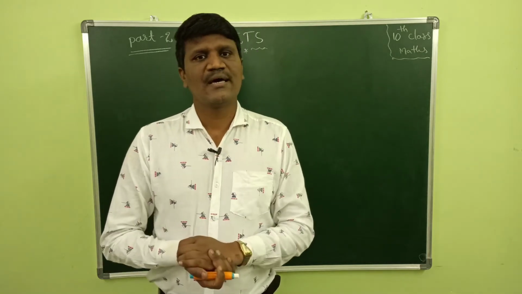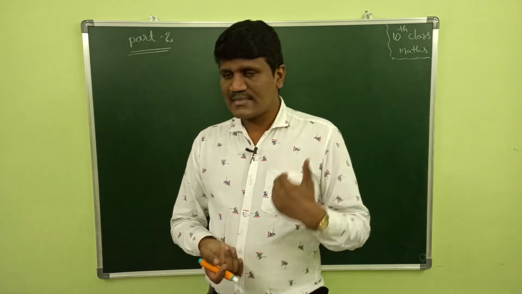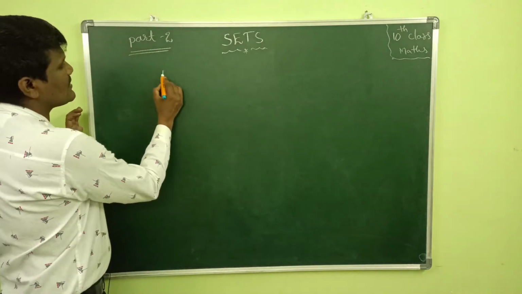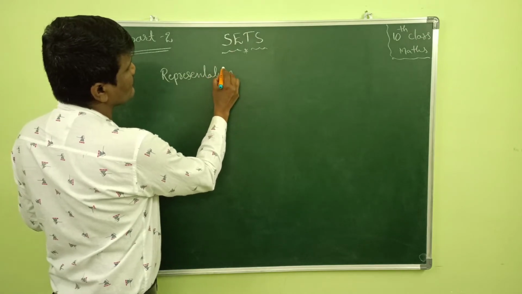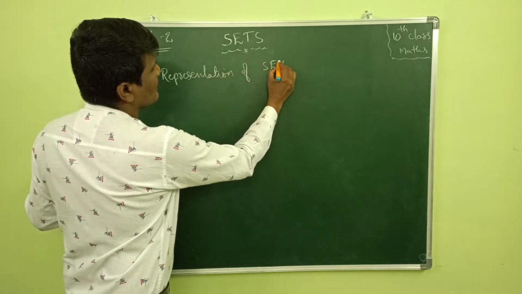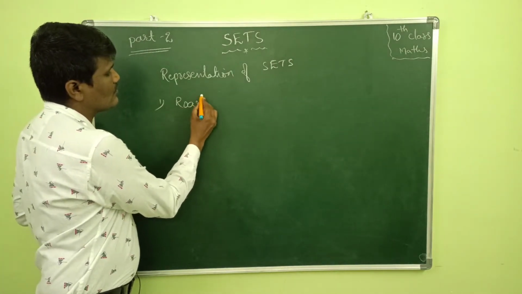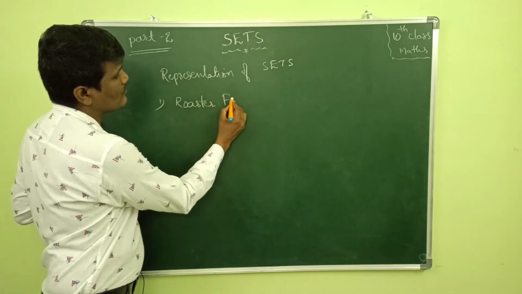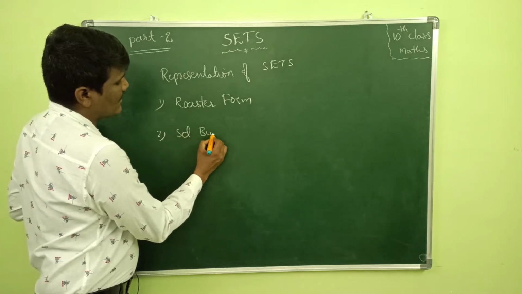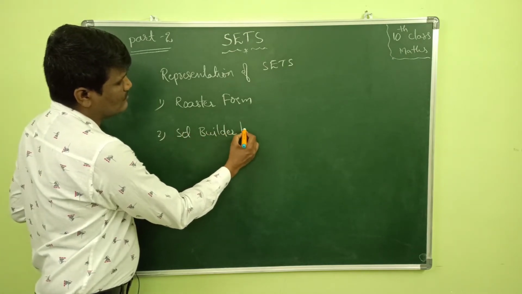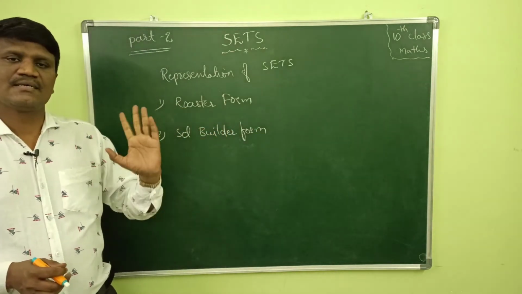There are two types of representing a set. One is the roster form and the other is the set builder form. So let us see how to represent a set. Representation of sets, we have two types. First one is roster form, and the second one is set builder form.